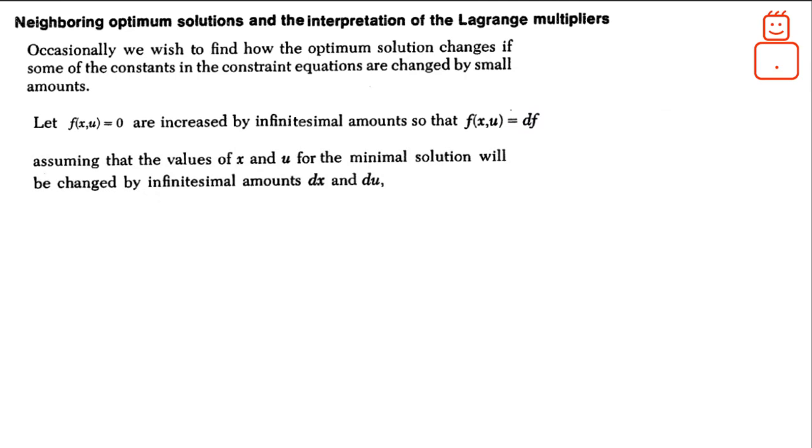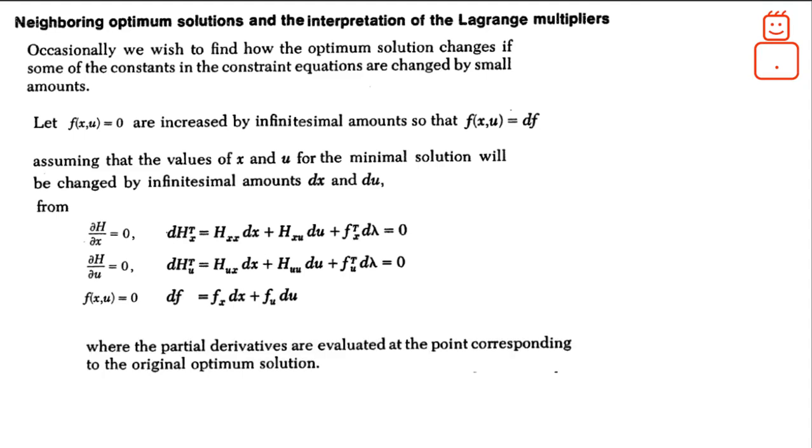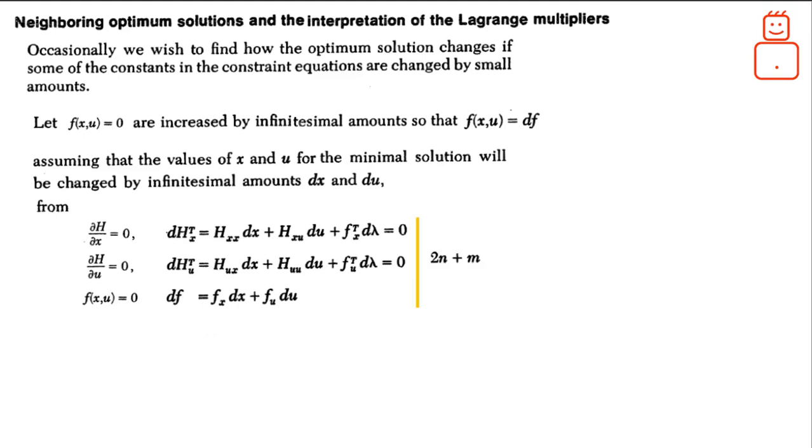As a reminder, the conditions for a stationary point are given as where the function h is the combination between the performance index L and the constraint vectors f of x and u through the multiplier lambda. One can write the expression of the infinitesimal amounts as shown. Keep in your mind that the partial derivatives are evaluated at the original optimum point. These infinitesimal relations give 2n plus m equations for dx, du, and d lambda.